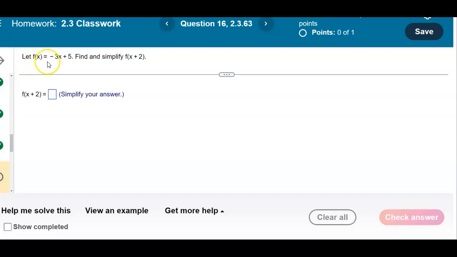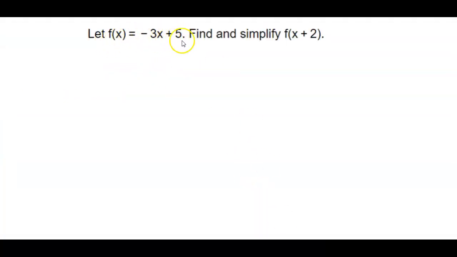Let f of x equal negative 3x plus 5, and we want to find and simplify f of x plus 2. So here's our function, and we want to simplify f of x plus 2. Now, x plus 2 is going to represent the input. Remember that the input is the x variable. So let's write out our function first. So we have f of x, which is equal to negative 3x plus 5.